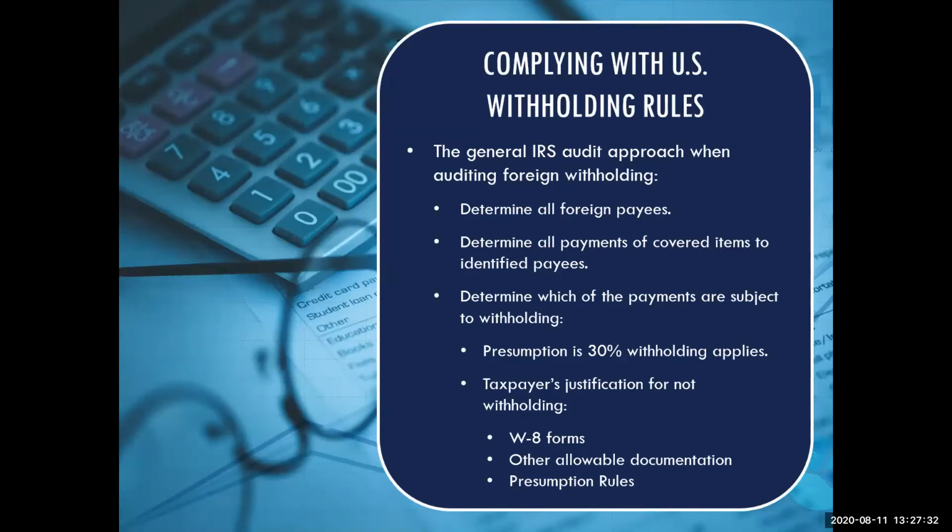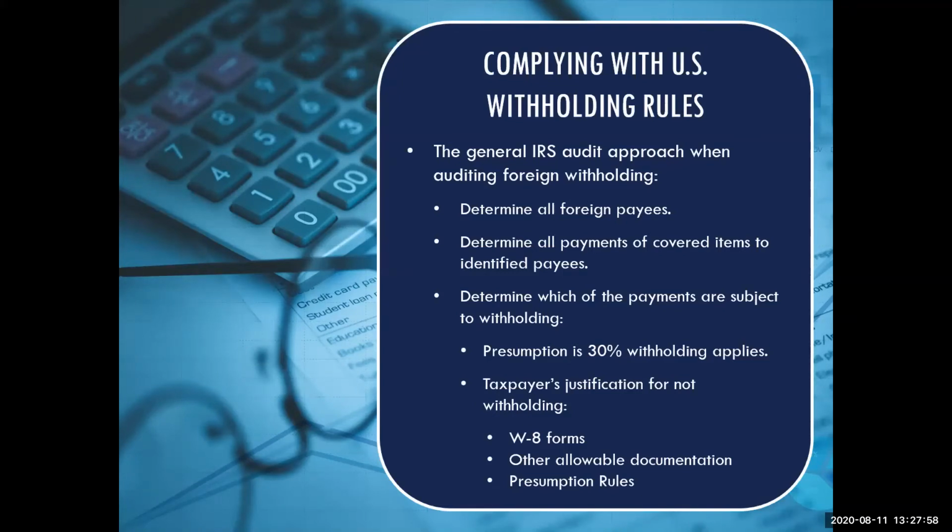So in case you're wondering, what would the IRS look for if they were auditing your foreign payments, and what questions would they be asking? They would look at how you determine all your foreign payees. They might ask for a vendor download with addresses, and that's how they would discover foreign payees.